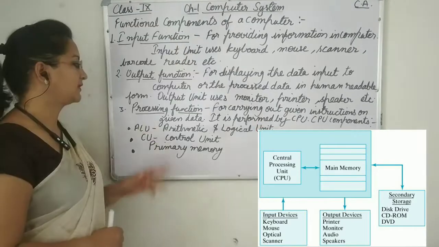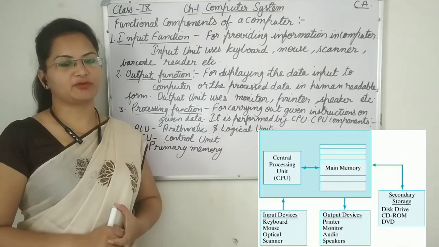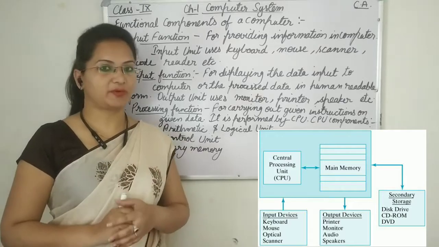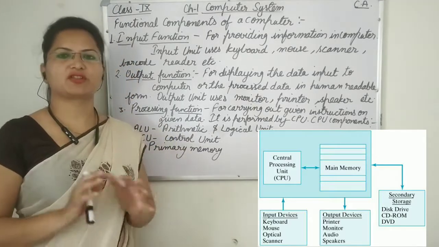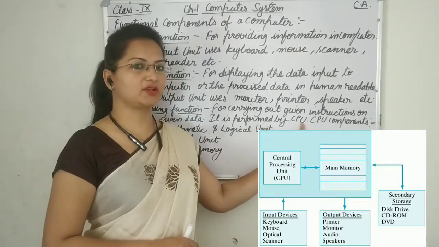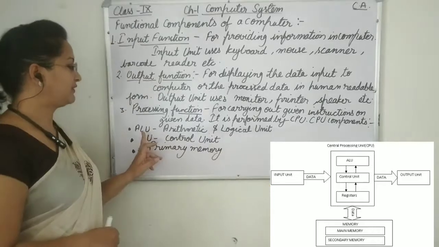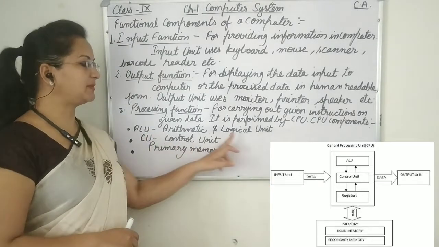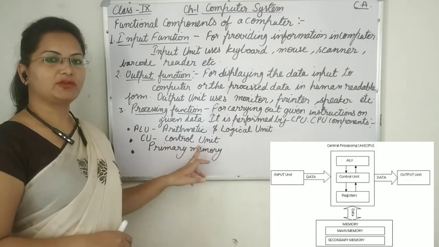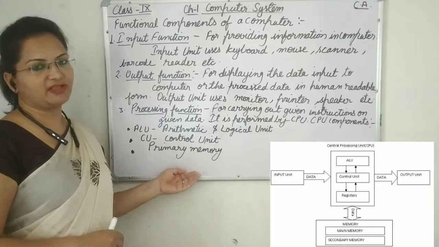Now students, the processing function. In computers, the CPU is the main part, also known as the brain of the computer, which processes all the data. The CPU full form is central processing unit, and in the CPU we have three parts. First of all ALU, that means arithmetic and logical unit, then CU, that means control unit, and primary memory. So students, now we will discuss these three.